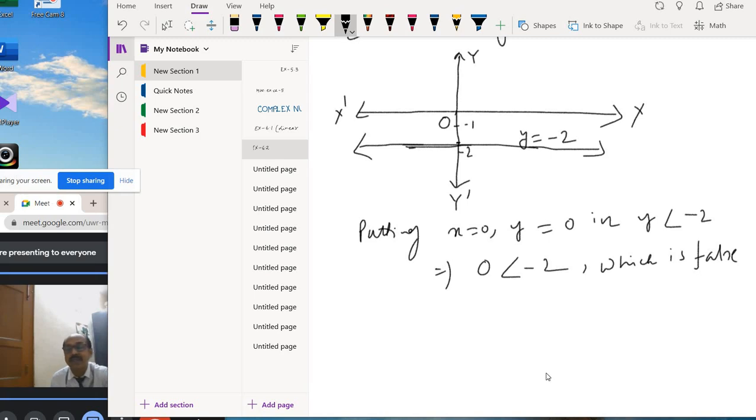Then the direction of this line will be where? Towards the origin? No, sir. Away from the origin. Yes. So from the origin, that means this side, downwards. Opposite side of the origin. Okay. So the solution will be away from the origin. Okay, clear?